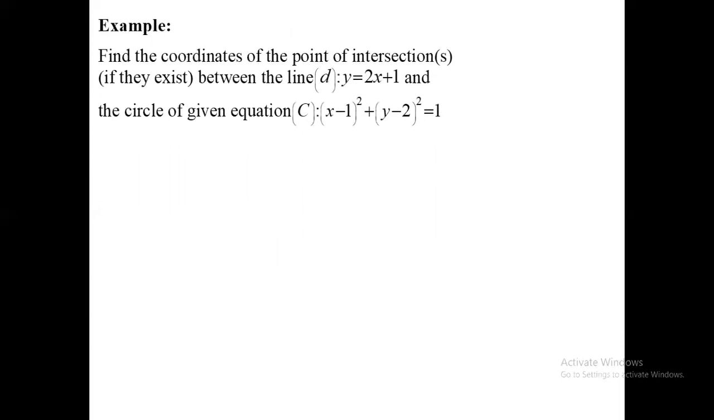Example. Find the coordinates of the point or points of intersection between the line and the circle. The line has an equation y equals 2x plus 1, and the circle has an equation (x minus 1) all squared plus (y minus 2) all squared equals 1. Before you start finding the coordinates of the points of intersection, you should know that a circle and a line may not meet. It depends on the position of the line and the circle.